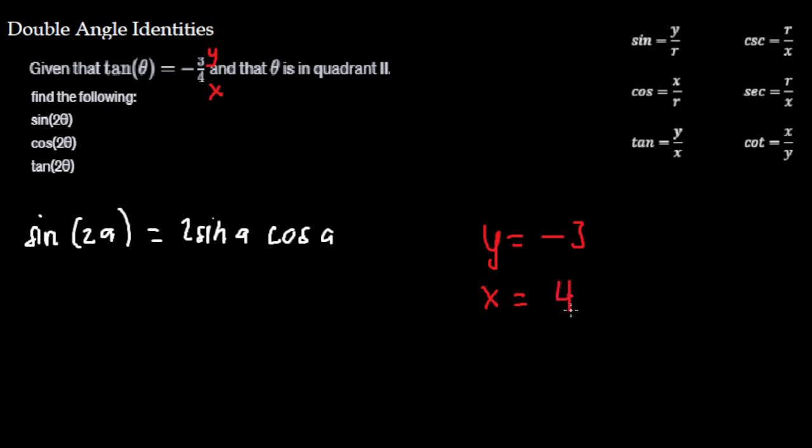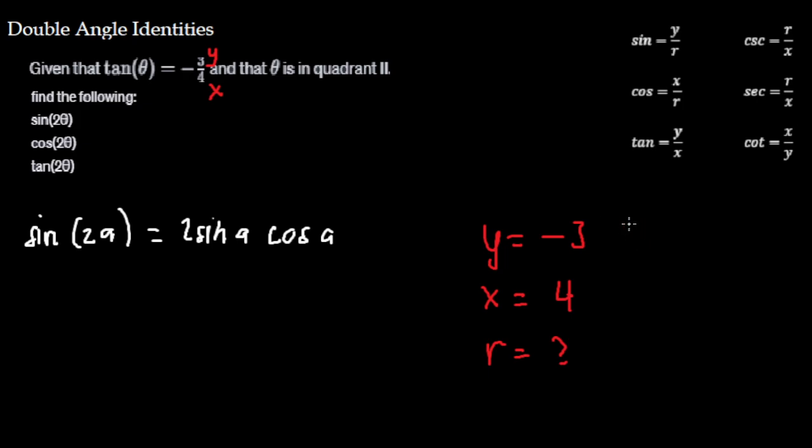Now, can we solve the sine and cosine? No, kasi wala pa tayong r. And both sine and cosine need r. Now, let us solve for r using the Pythagorean theorem.